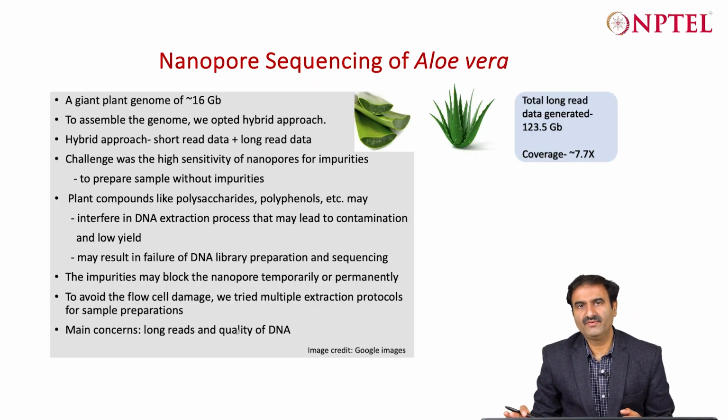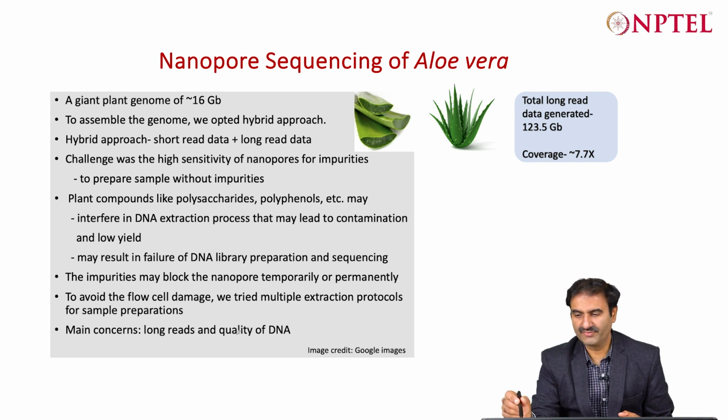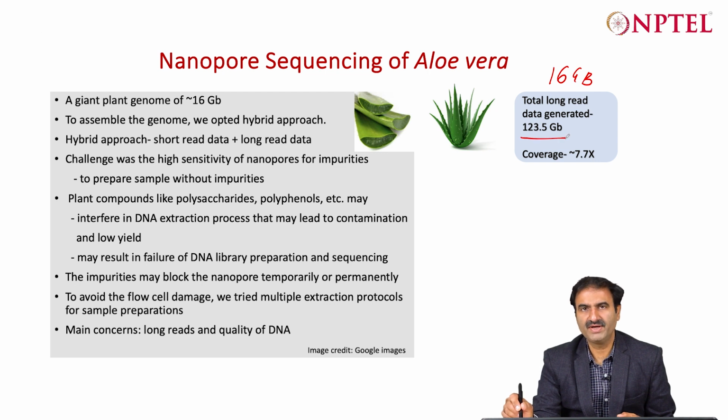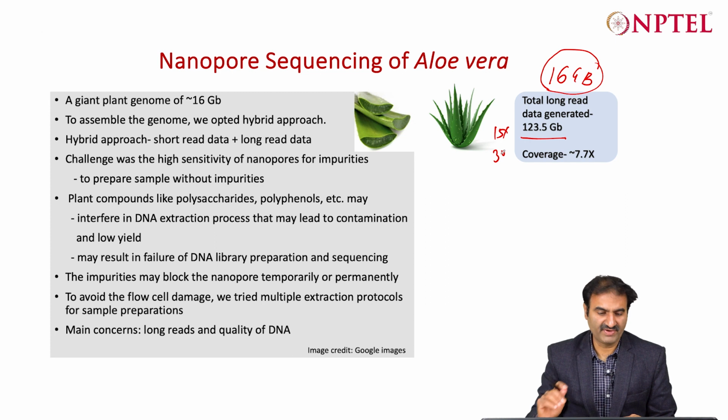For example, in case of aloe vera, the genome size was almost 16 GB, okay, and if you are generating 120 or 125 GB of data, you are generating almost 15x coverage, which is reasonable for this big genome. But if you are dealing with a smaller genome such as a banyan tree, which is 500 million base pair, or a peacock genome which is 1 GB, then you should go for at least 30 to 35x, 30 to 50x, right?